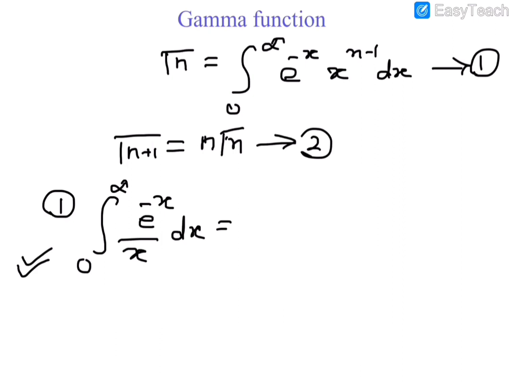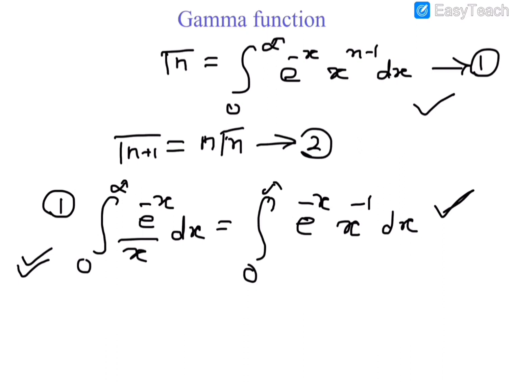So you can say it can be rewritten as integration from 0 to infinity of e raised to the power minus x into x raised to the power minus 1 dx, isn't it? Because when this x goes to the numerator, it can be written as x raised to the power minus 1. Now, if we just find the similarity between these two equations, you can easily see that e raised to the power minus x is here also, it is here also.